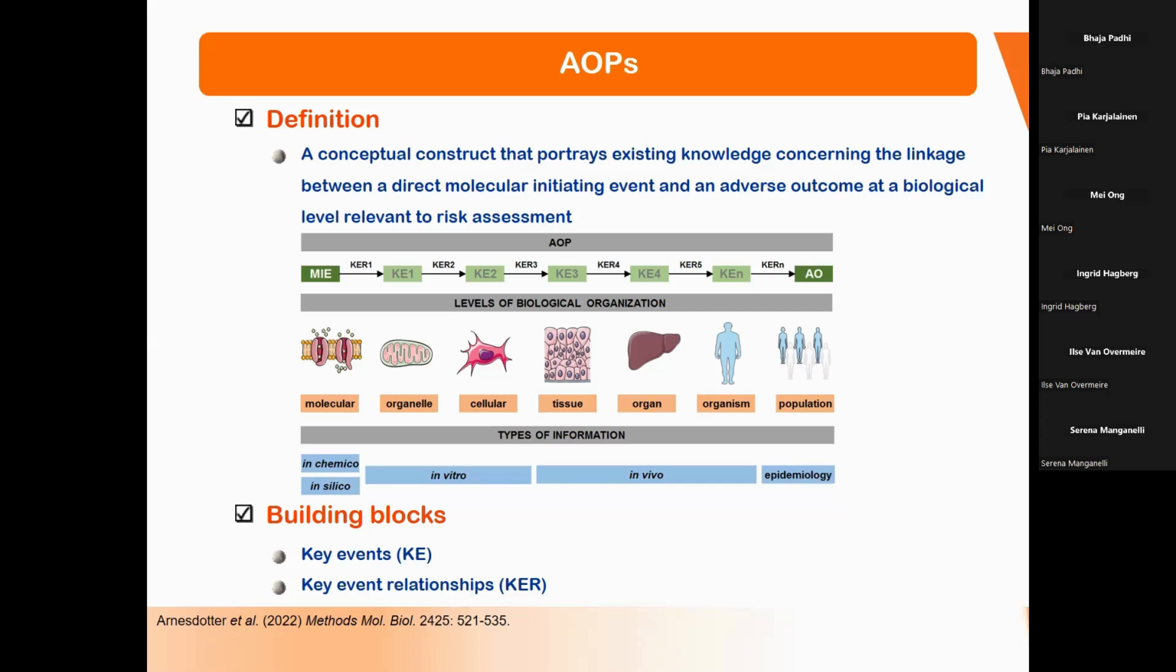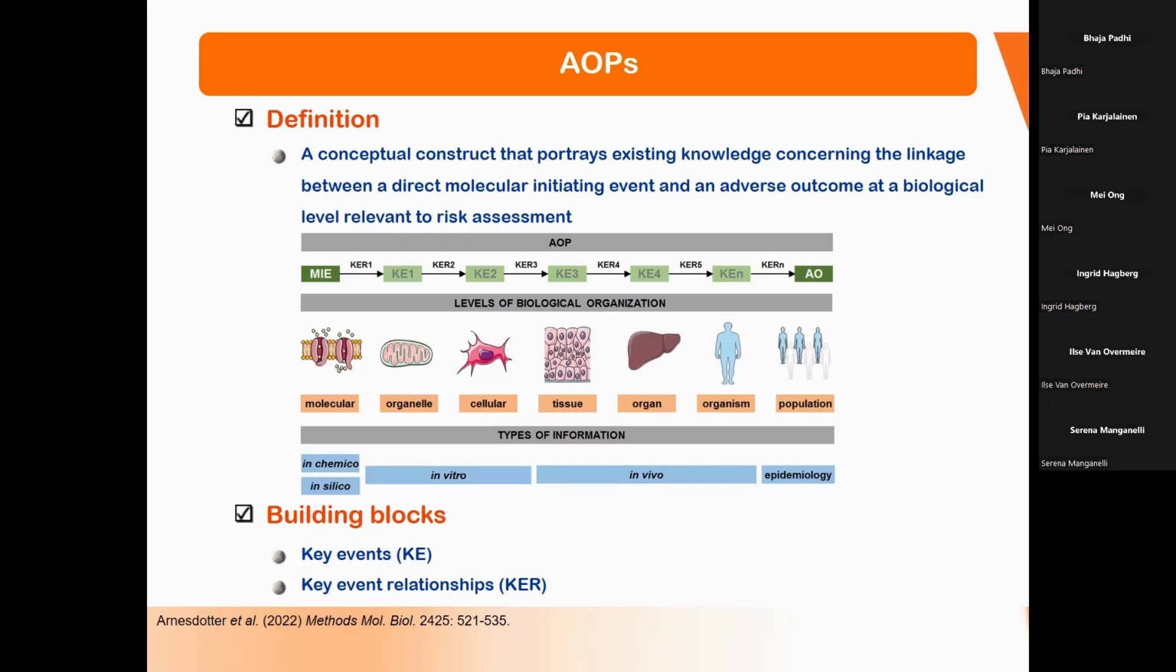Now, in each AOP, and there are a lot out there, I will be coming back to this later on, there are at least two basic elements. So the first type of elements are these green boxes, as you can see here, which are the key events. And as the name already suggests, these events are really critical for the AOP to take place. And a second requirement for a key event is that they should be quantifiable. So somehow you should be able to measure them.